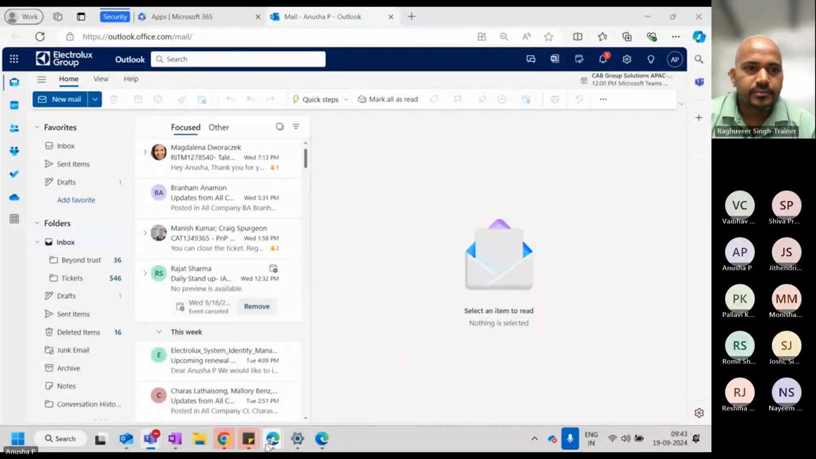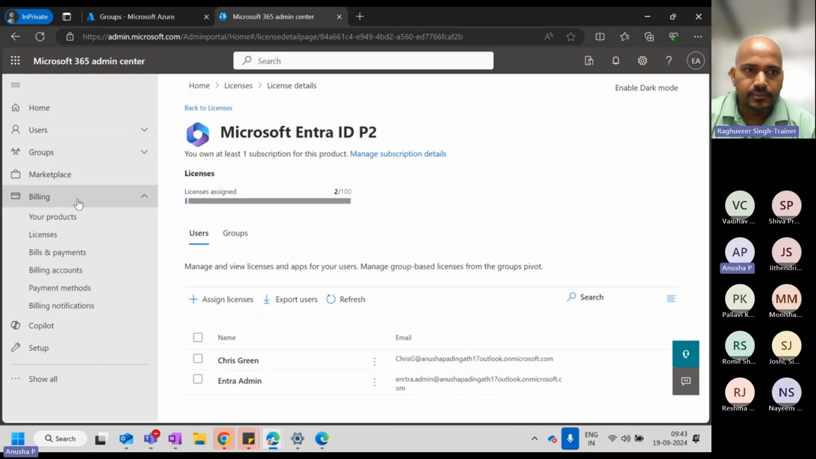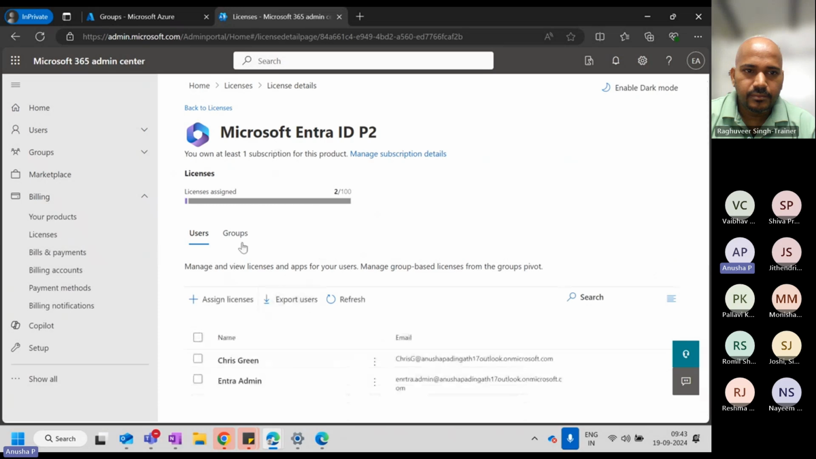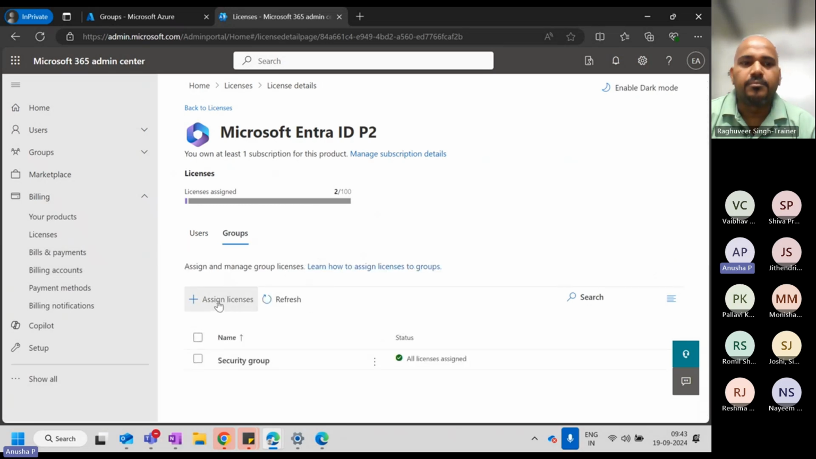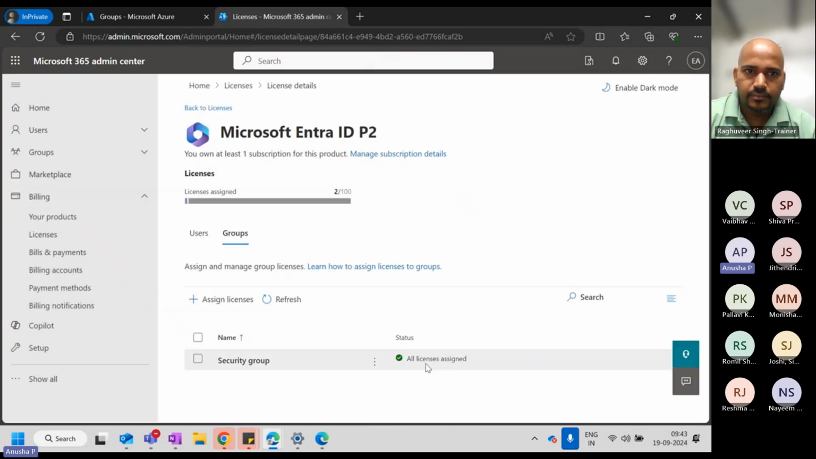Okay, no worries. I have assigned it. If you want, I can share my screen. Yeah, please share, Anusha. Okay, under this admin center, I have gone to this license. I have selected this license. Then under the group, I assigned this license. I entered the group name and it got reflected.